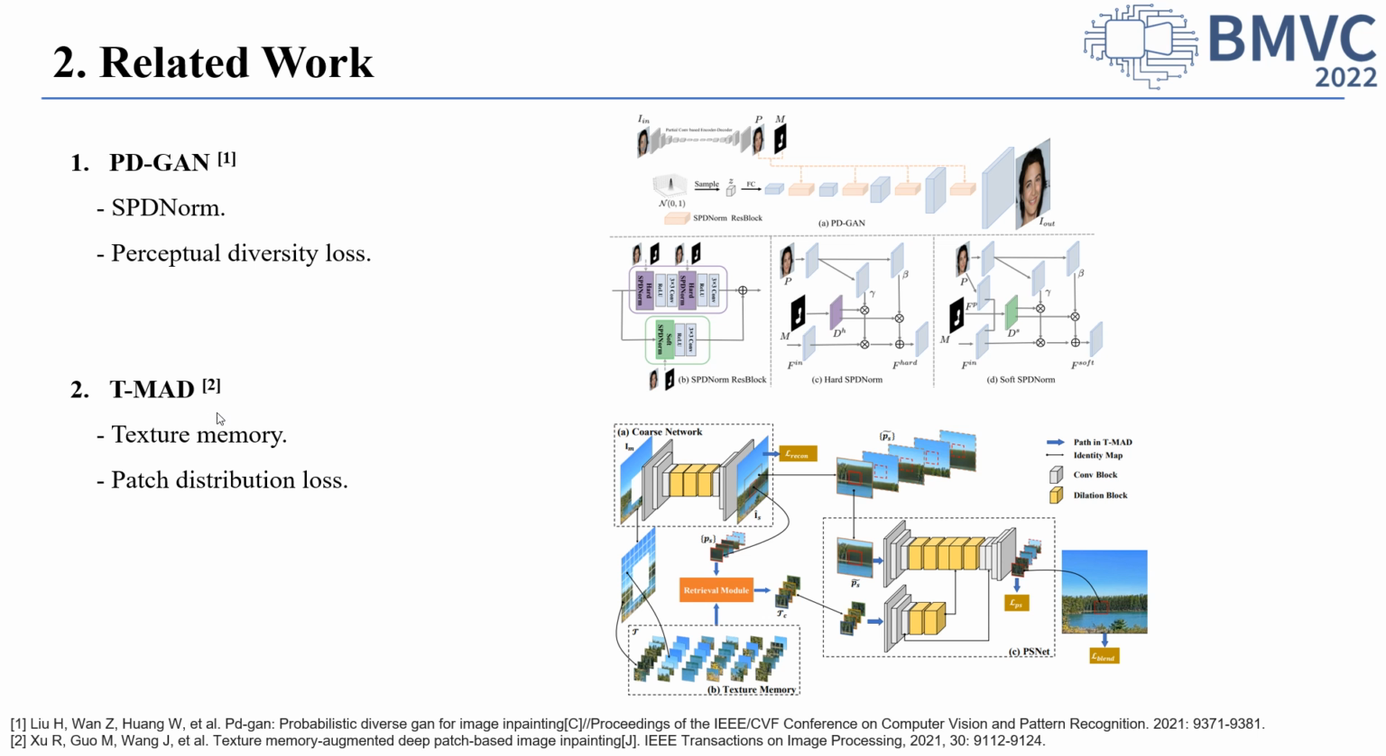The second work is TMAD. They propose an inpainting framework where texture generation is guided by a texture memory of patch samples extracted from unmasked regions. In addition, they introduce a patch distribution loss to encourage high-quality patch synthesis.